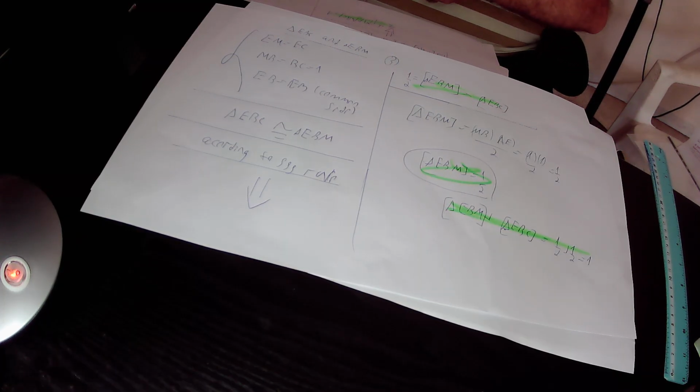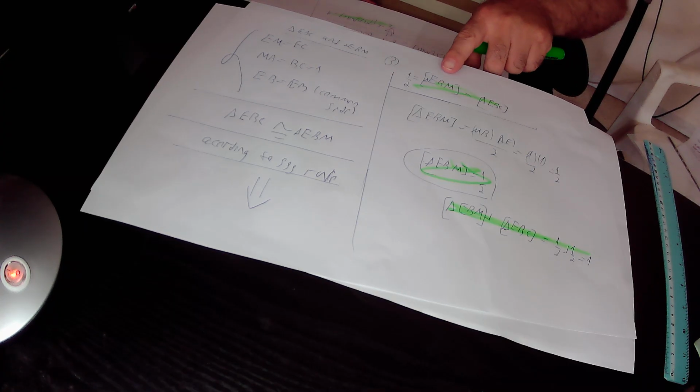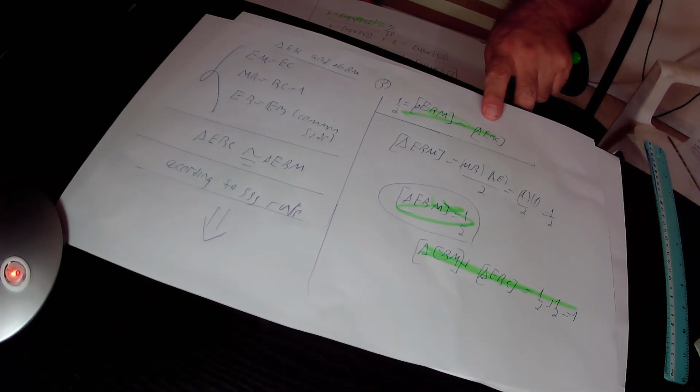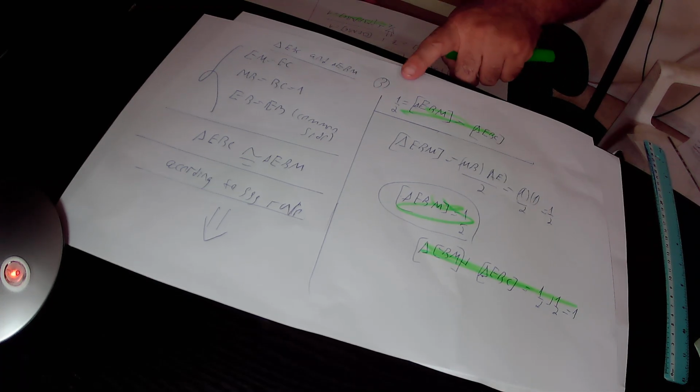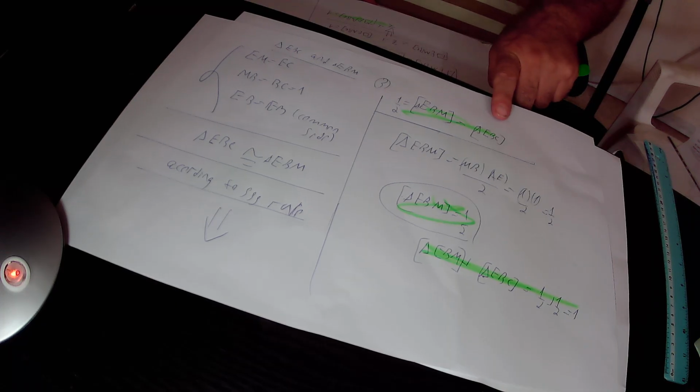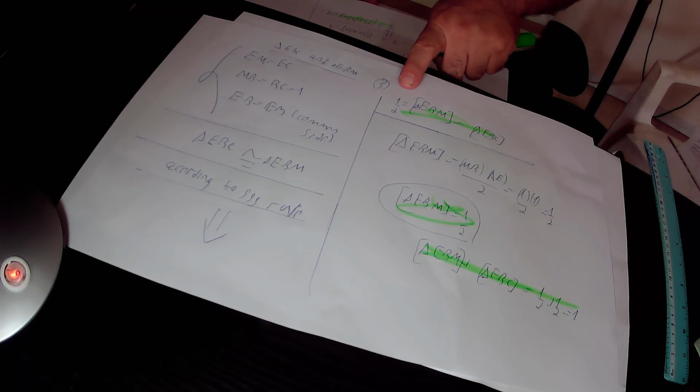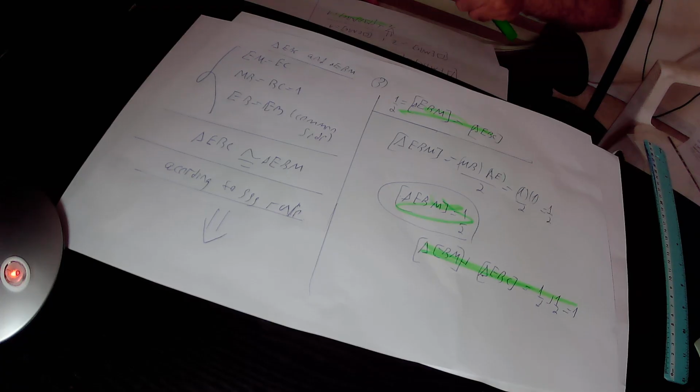And we already found out that the area of triangle EBM equals the area of triangle EBC. And from this equation, we derive that the area of triangle EBC must also be equal to 1/2 square units in its size.